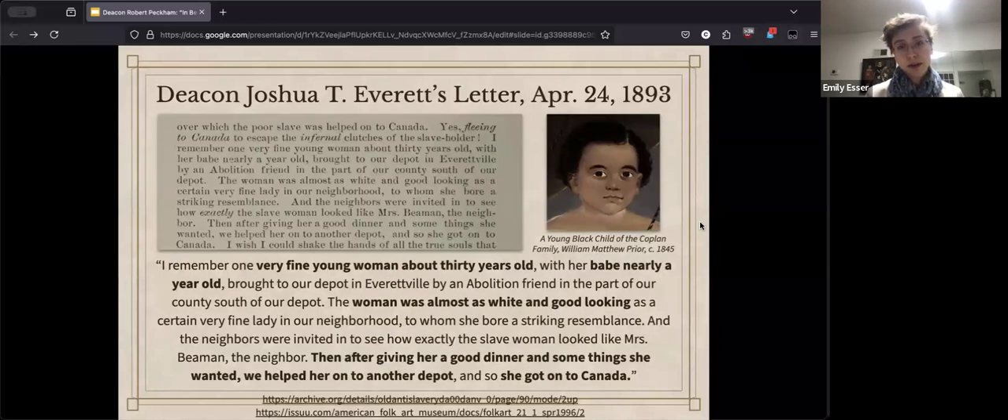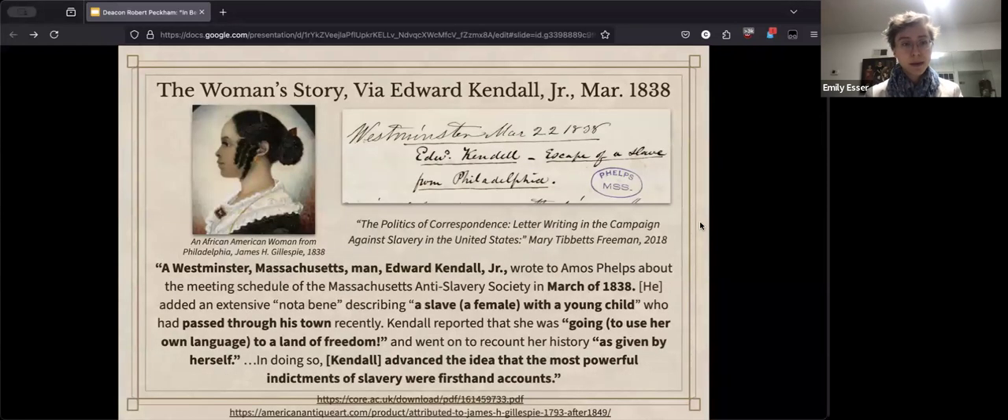Here's a little child, probably not too dissimilar from the child she brought with her, painted by another Massachusetts painter, William Pryor. This is Deacon Joshua T. Everett. Notably, he appeared in many of those sources that I cited further back about the anti-slavery groups. Again, consistent recurring names. He points out she was very light-skinned and she was about 30 and she had a little child. They gave her dinner and help and on she went to Canada. So it was all matching up.